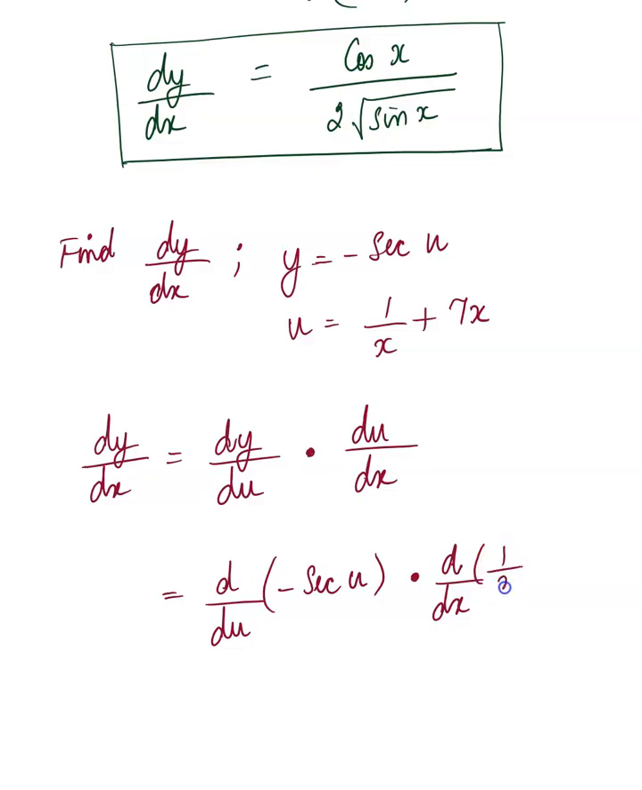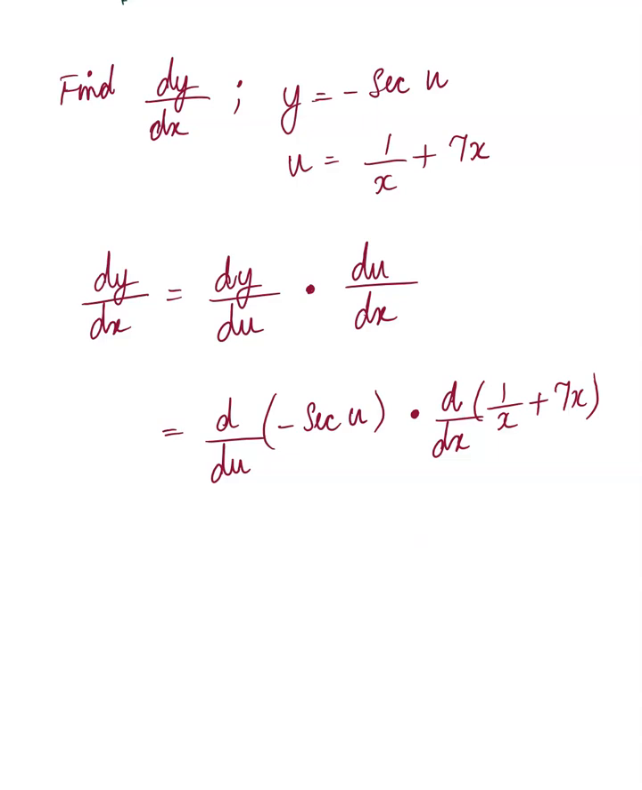And use 1 over x plus 7x. You can always go back and reference our derivatives of trigonometric functions section, where we learned the derivatives for the different trig functions. For this, it is negative, so you can bring the negative out. The derivative of secant u is secant u tan u. That's coming from the rules for derivatives.